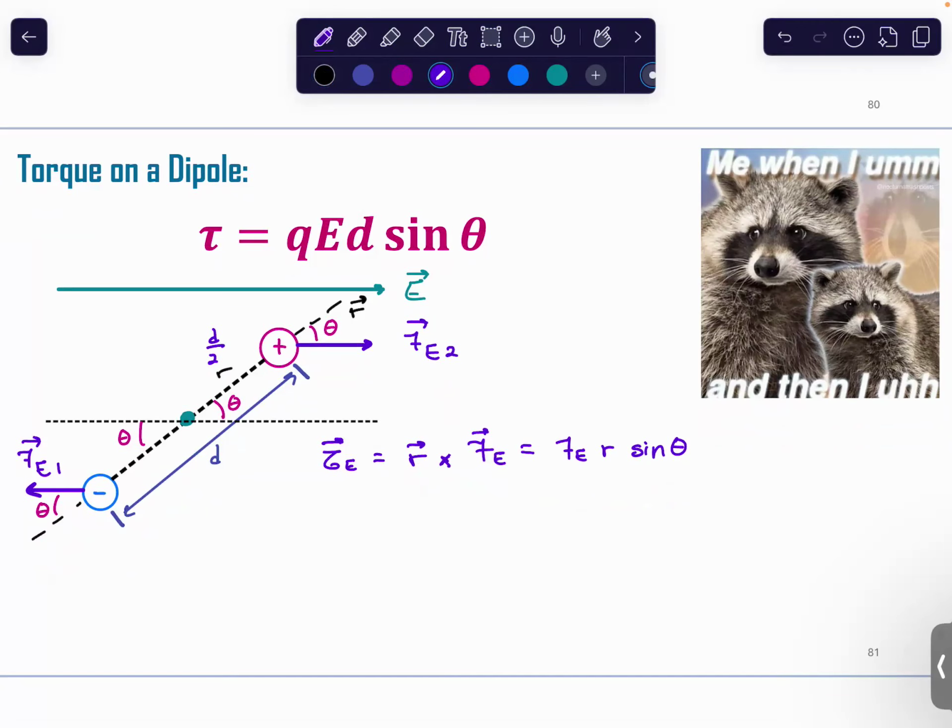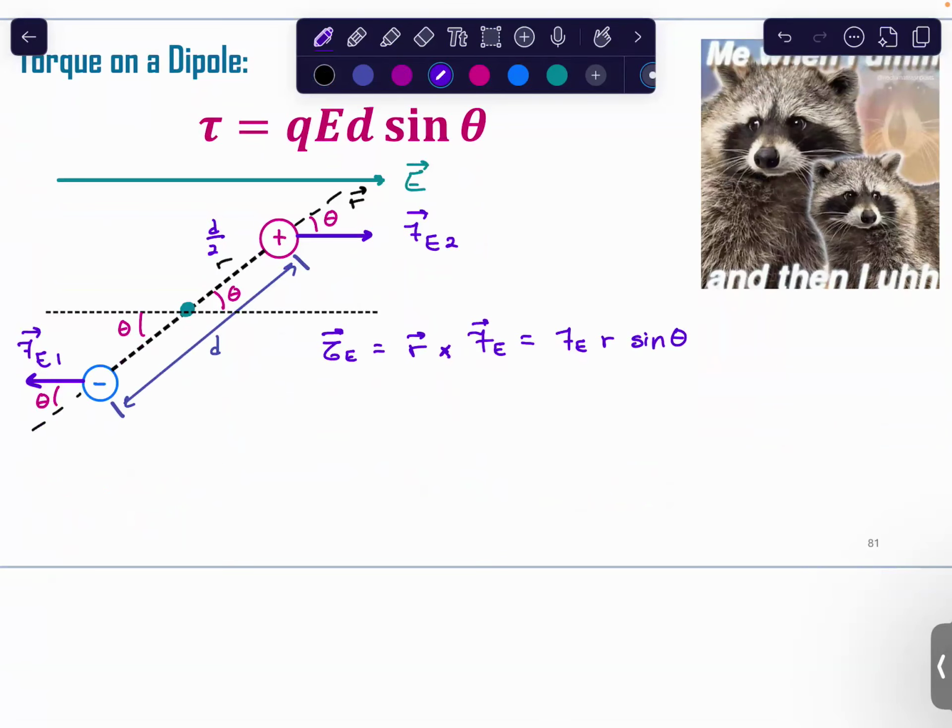Okay, so when we're looking at the torque on this system, we have forces on both charges. So what do you think we need to do? Are we calculating how much torque do we end up having? Two? Yeah. So we're calculating the total what? Yep. So we need to calculate the total torque.